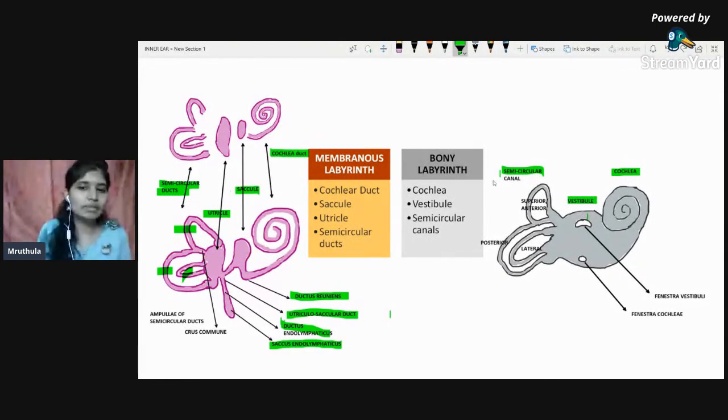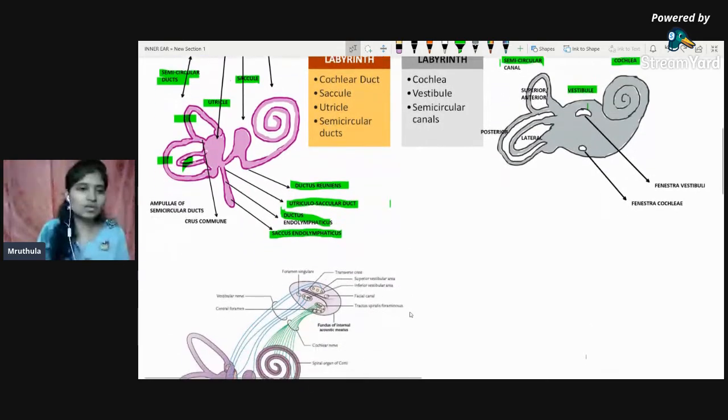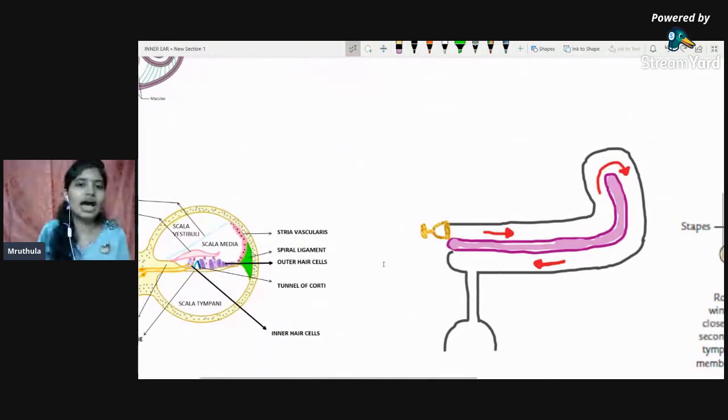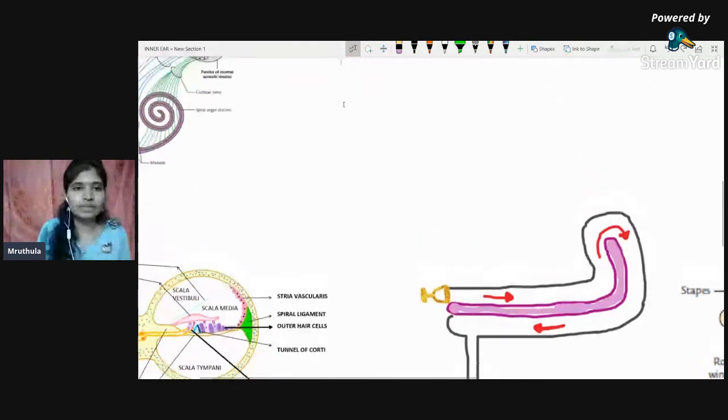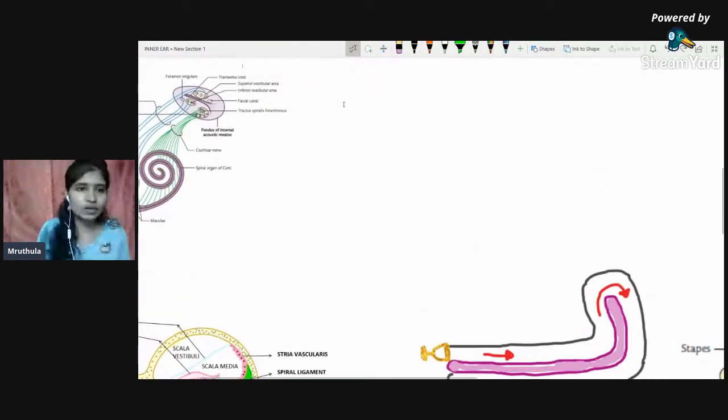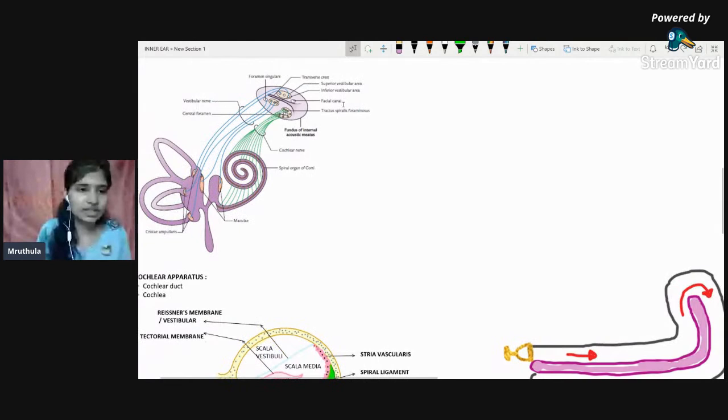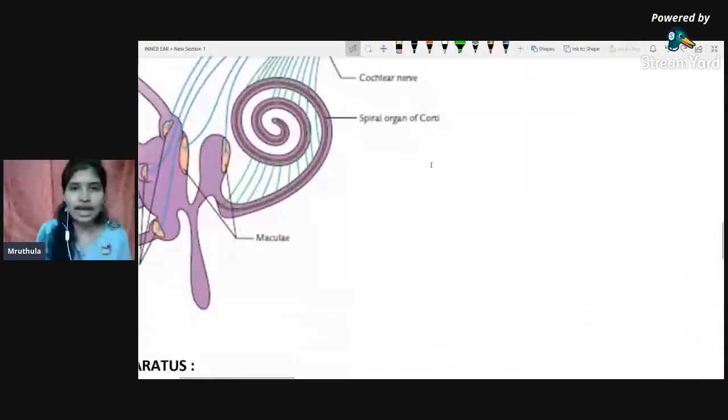Now talking about the semicircular canal, I'm not going to deal with the functions now, it will be dealt with separately in physiology. Just know that the semicircular canal as well as the saccule and utricle have some cells, some structures on them called maculae and crista ampullaris. Maculae, you could see in this diagram, is found on the saccule and the utricle. What are these cells?